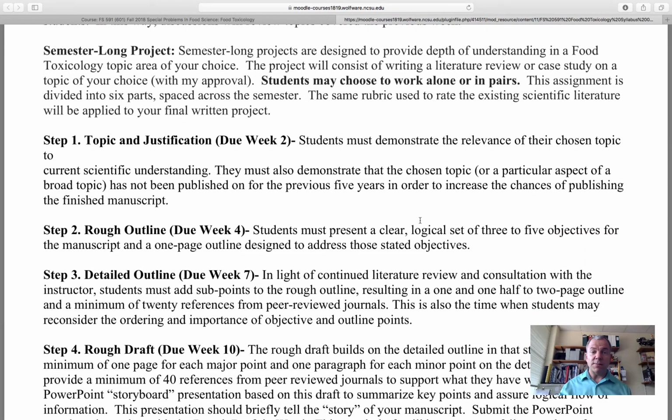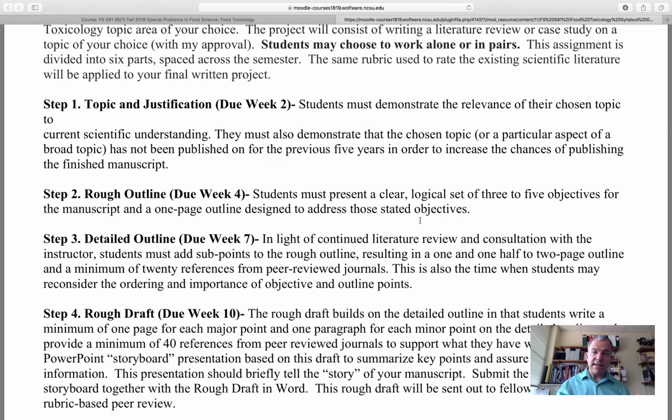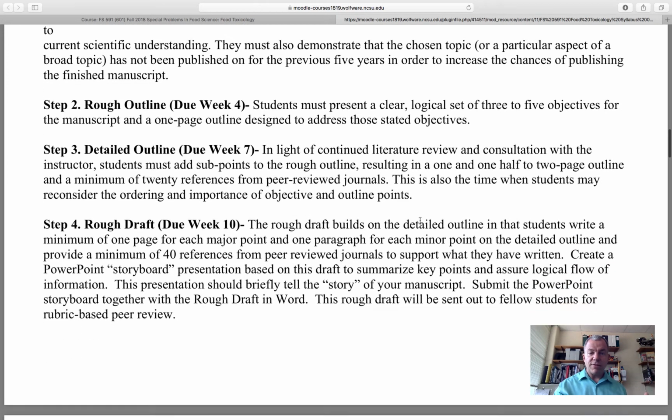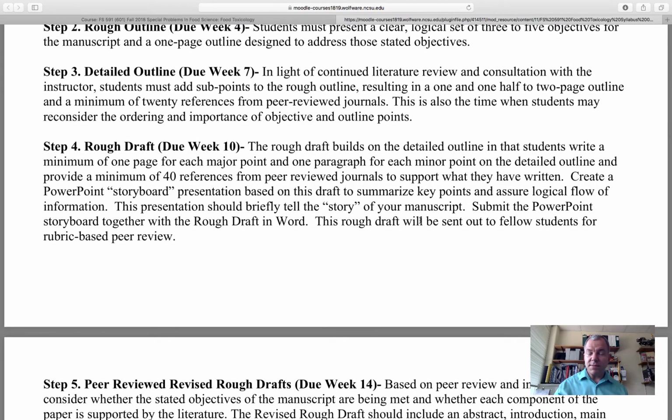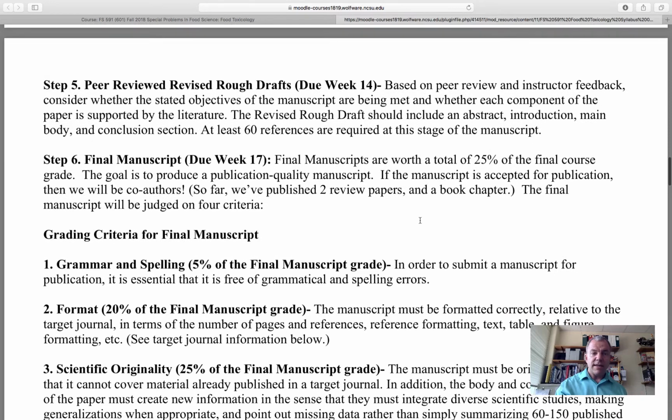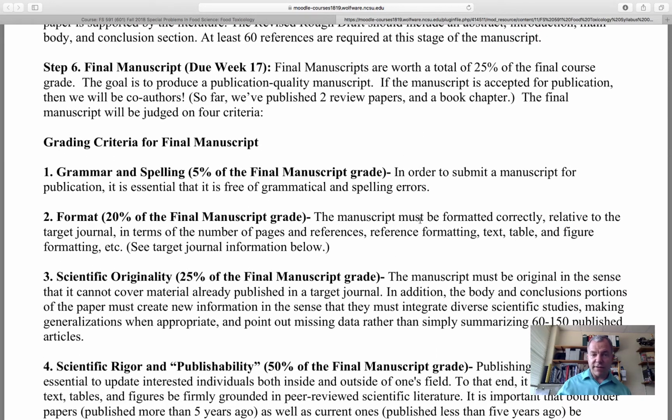Switching over to the semester-long project, we have a project which can be done as a literature review or as a case study, and you may work in pairs or work alone. But what we're going to do is, in steps, develop and create a publishable literature review or a case study. So as you can see, week 2, week 4, just going through the semester, we have the steps, and I'll allow you to just read for yourself the details, but we have the various steps that will lead to the end game of a final manuscript on week 17.